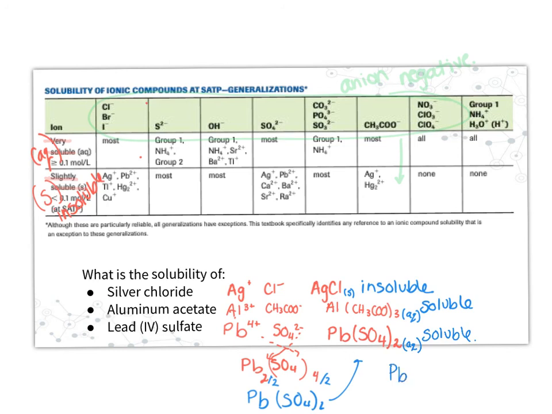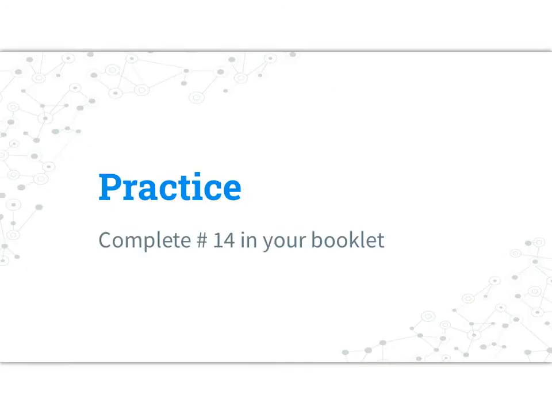If I had lead 2+ with sulfate, so I had PbSO4, this would be insoluble because we have the Pb2+ ion and it would be a solid if tried to place in water. So be careful of charge. Different charges can have different solubilities. Complete the table for practice in your booklet.